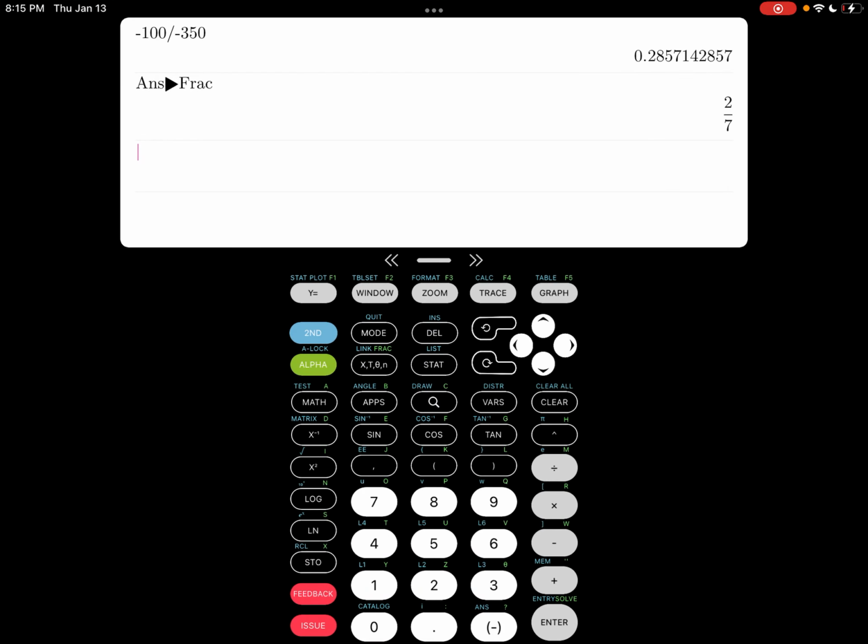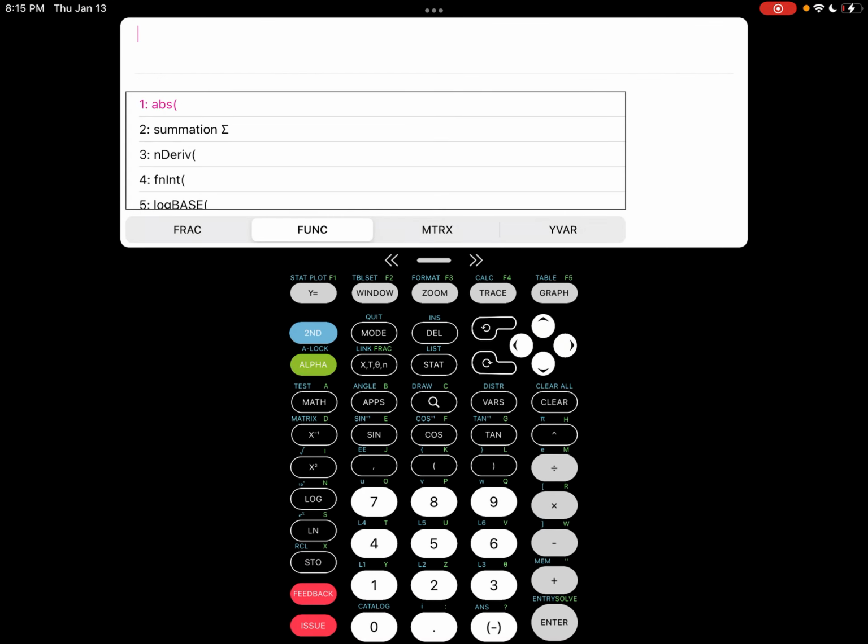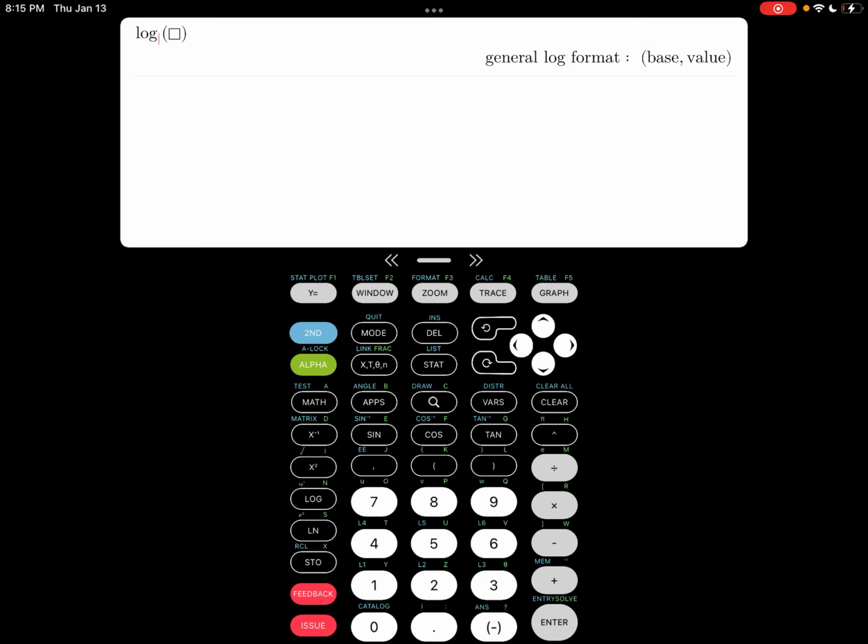So let's go to our calculator, alpha window, choice 5. Let's put the base.